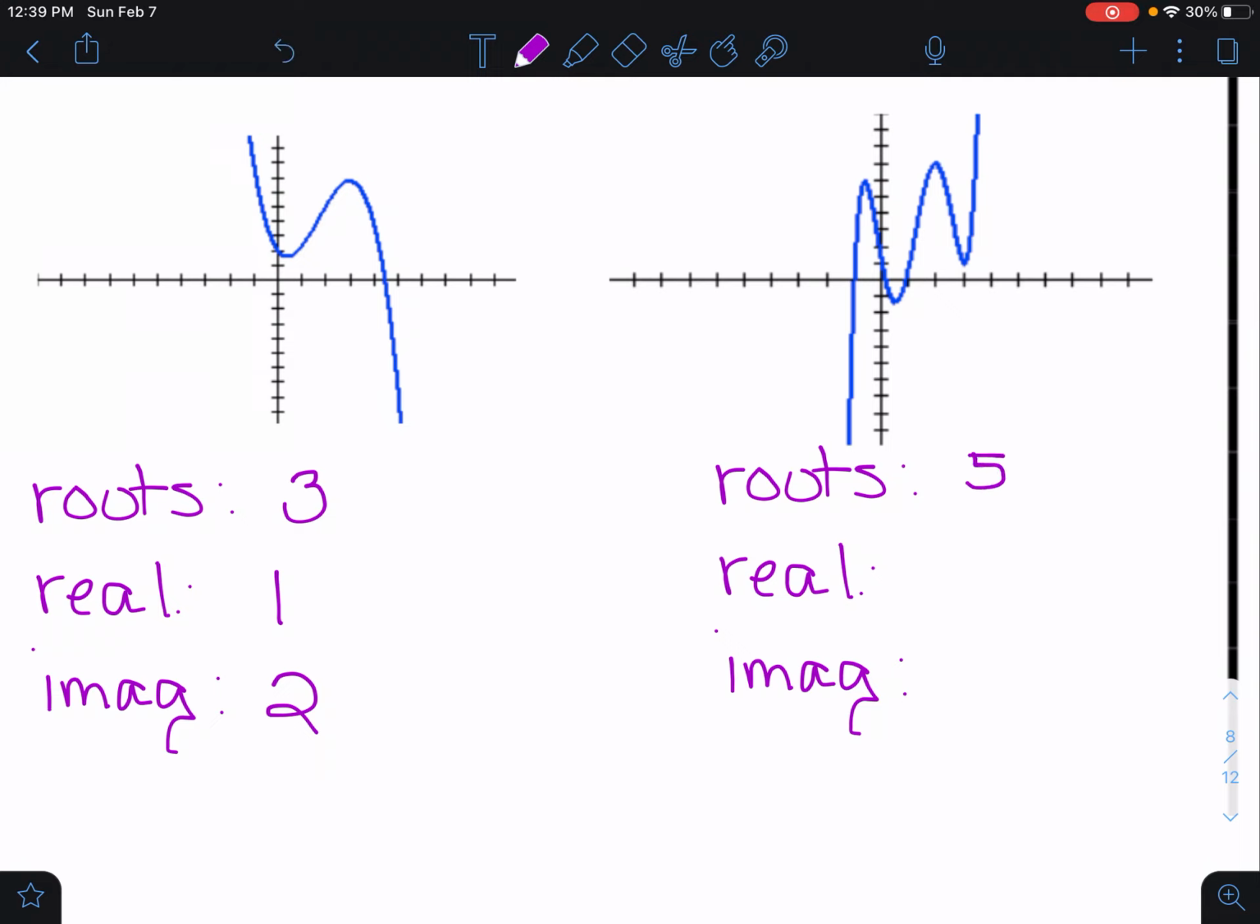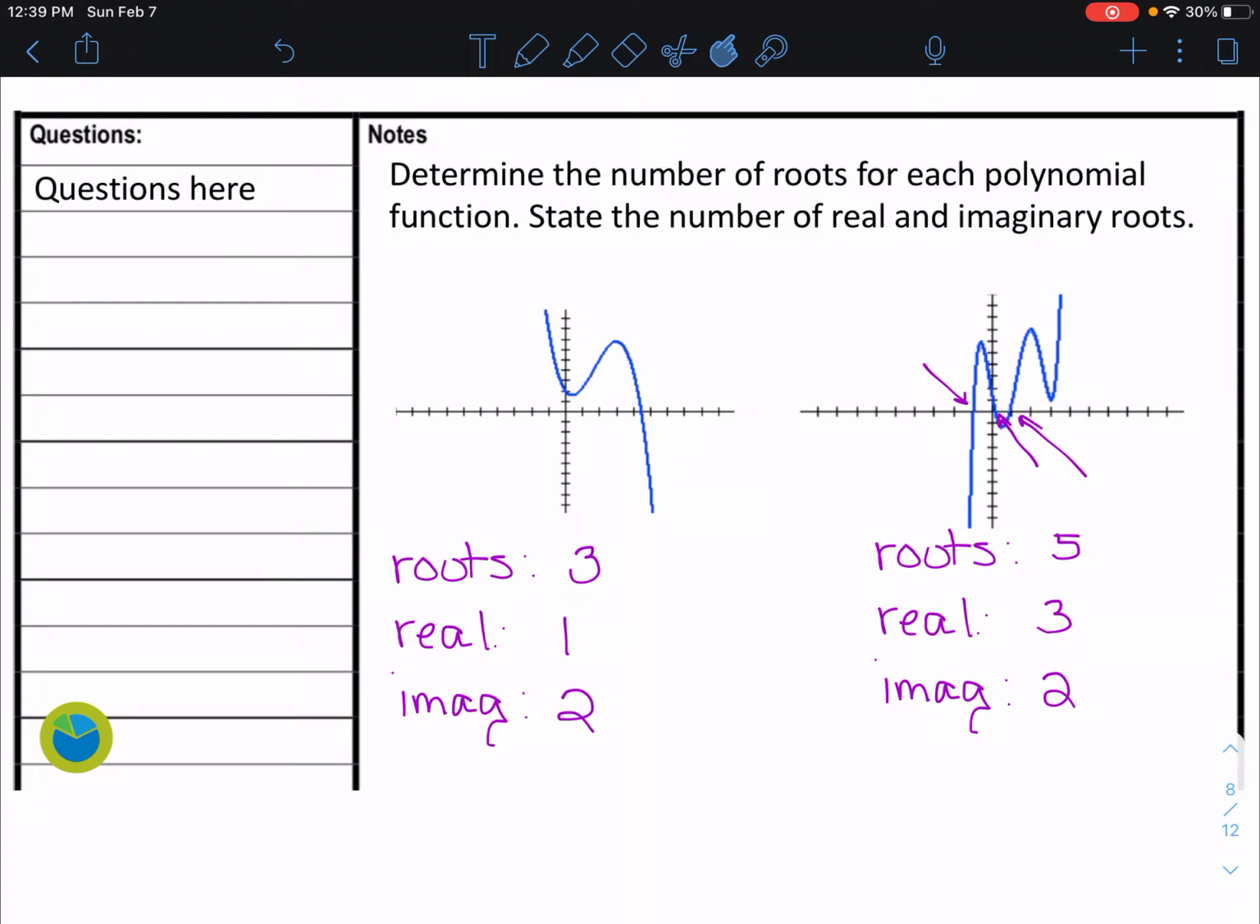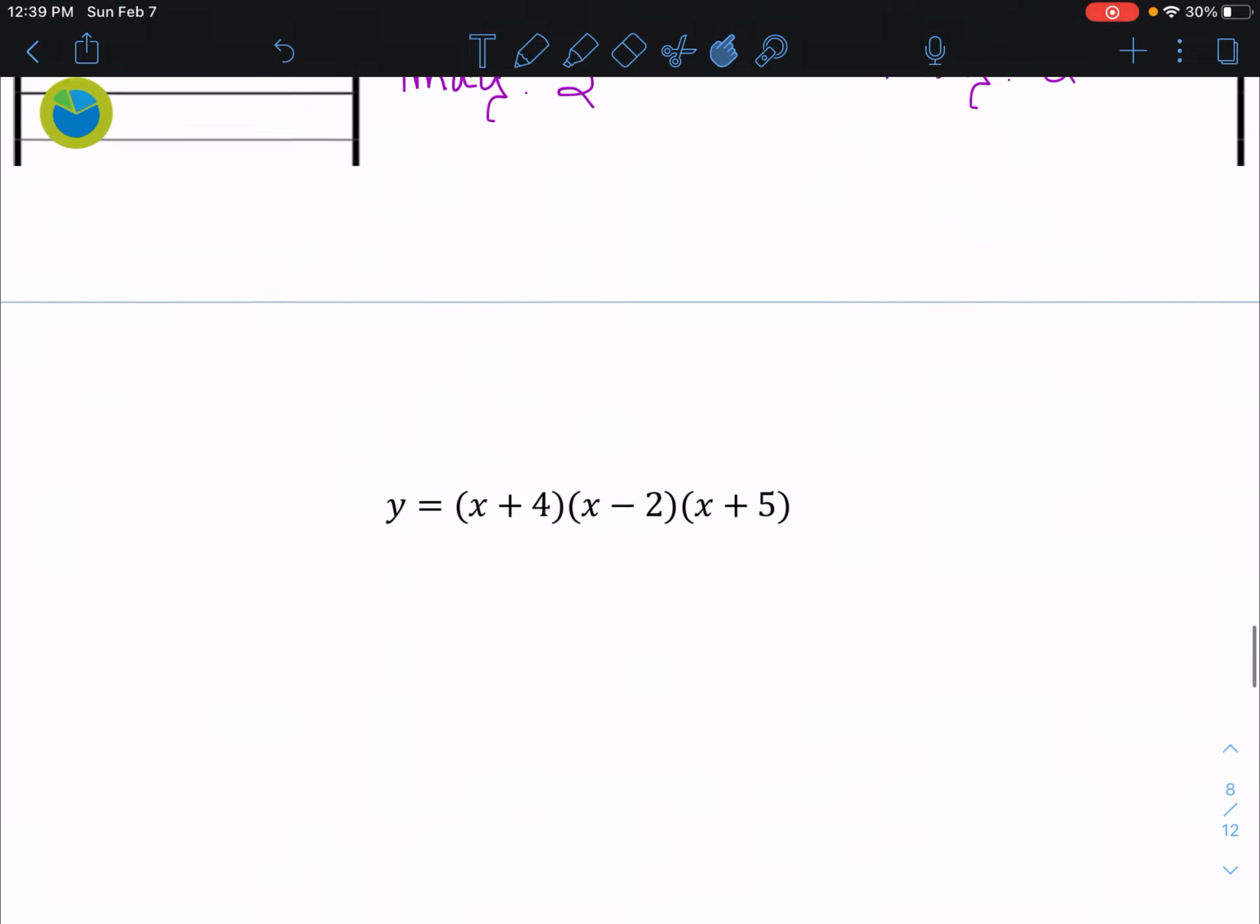How many times does this graph cross the x-axis? It looks like 1, 2, 3. 3 times. So that means 2 are imaginary. The real and the imaginary together should give you your total number of roots. So that's what you're doing with these kinds of problems. Graph it, use your chart to figure out, and then go from there.